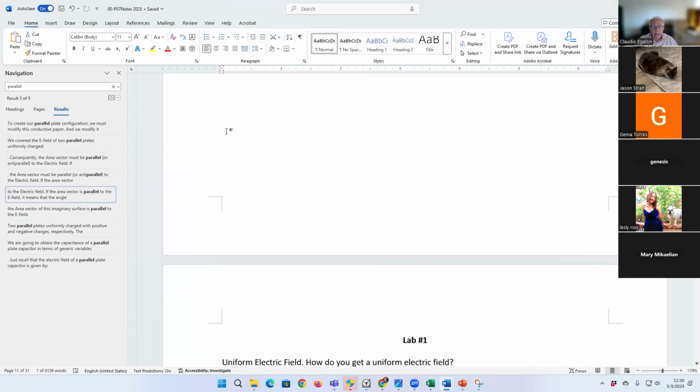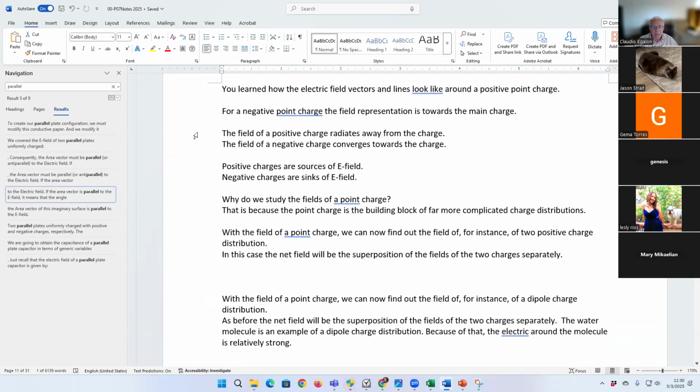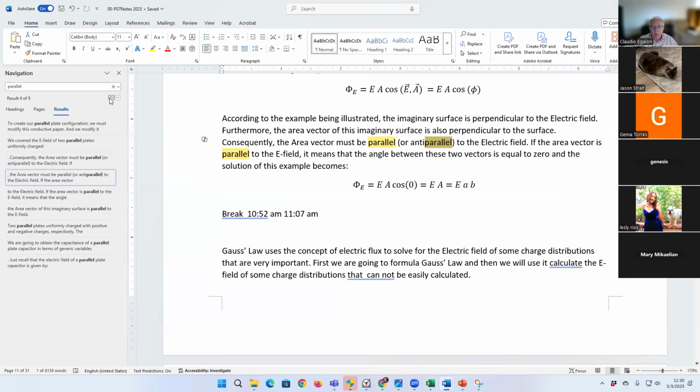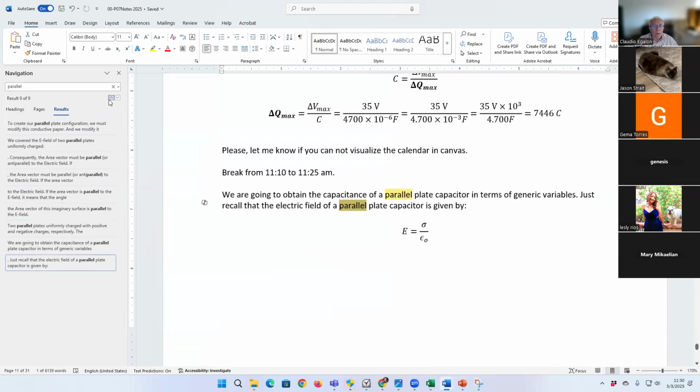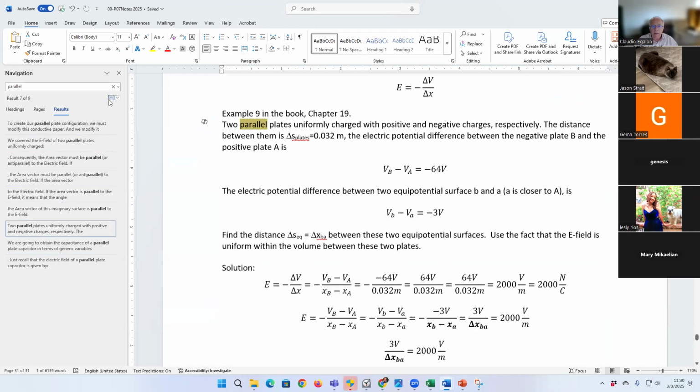I'm trying to find when I made the derivation of the electric field here in class with you. Let's see. Go more. No. What a shame. I can't find it.